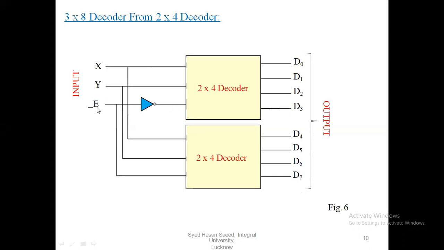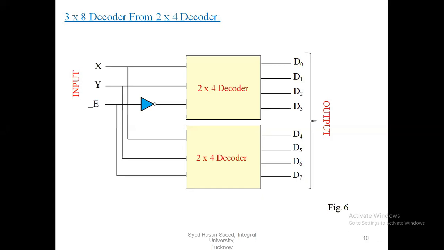Here there is an E. What is that? E means enable input. By using this enable input, you will activate either the topmost decoder or the bottommost decoder, the top decoder or the bottom decoder. At a time, we don't use both decoders. Either one decoder we will use. So here we will pass this as an additional input. So you have to make E equal to 1.